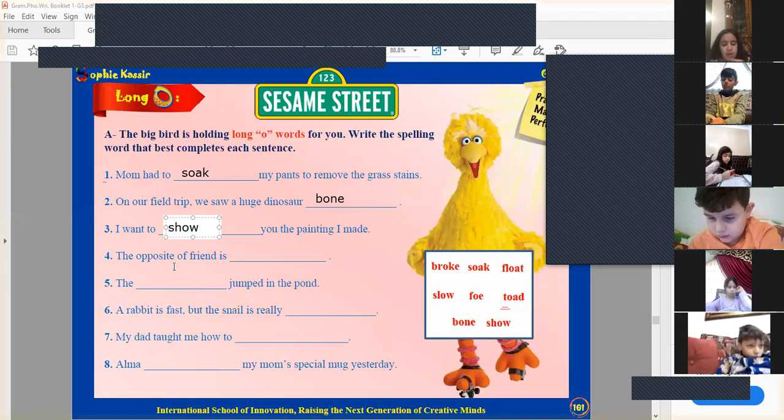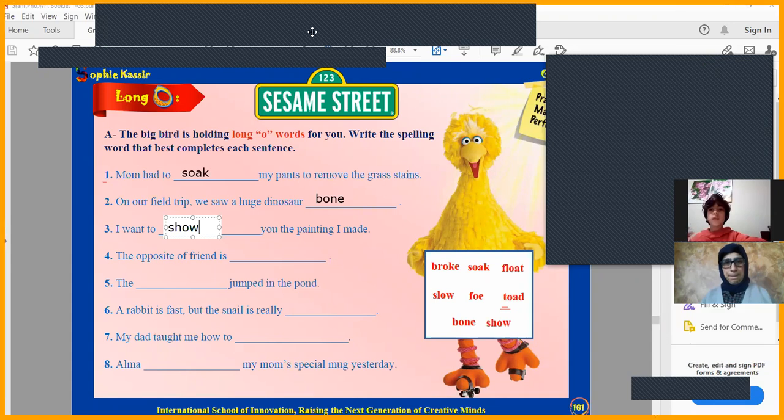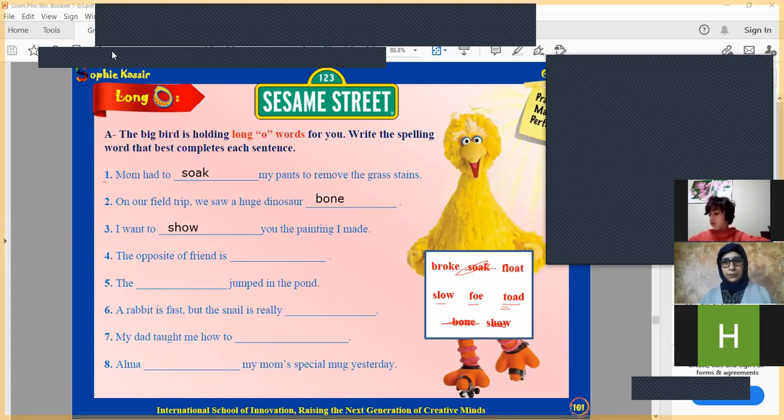The opposite of a friend. Yes. Yalla. The opposite of a friend is what? We used soak, okay? We used bone. We used show. The opposite of a friend. Is it slow or fall or toad? Hassan Jba'i, mute. Yes, Yusuf. The opposite of a friend is what?